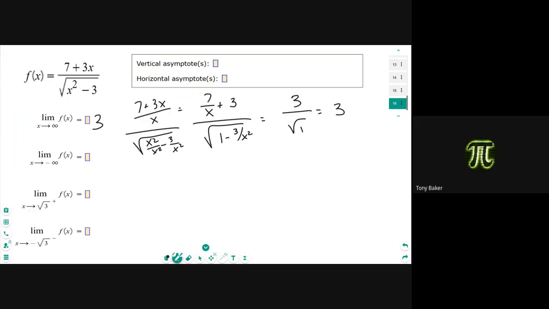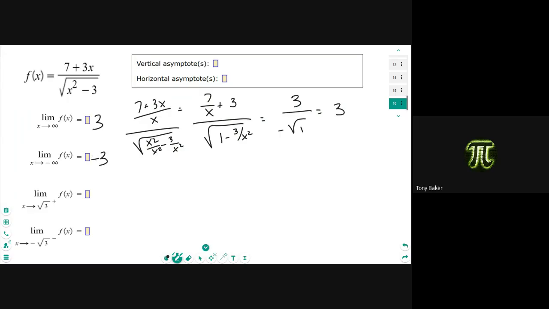That's the first one. What's the only change that has to happen for the negative version? When you do the square root, there's a negative there. So it's a negative 3.